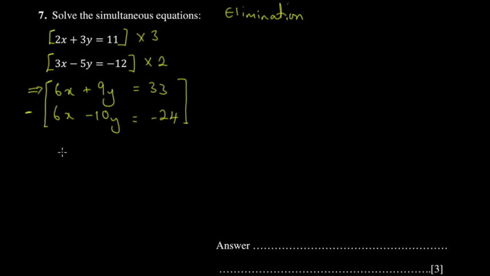So 6x and 6x, they have the same signs. So you have to subtract, okay? So here would be 9y minus 10y. So you actually get what? 19y. You get 9y plus 10y. Careful with the signs. So 33 plus 24 here. So you get 57, I think. So you have to divide both sides by 19. And you get y equal to 3. Yeah. So 57 divided by 19, you actually get 3. So that's it.